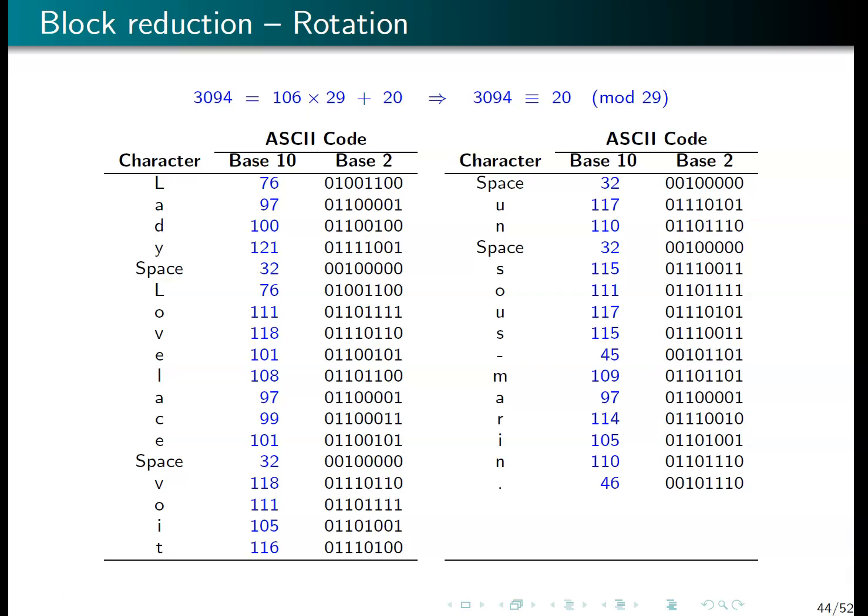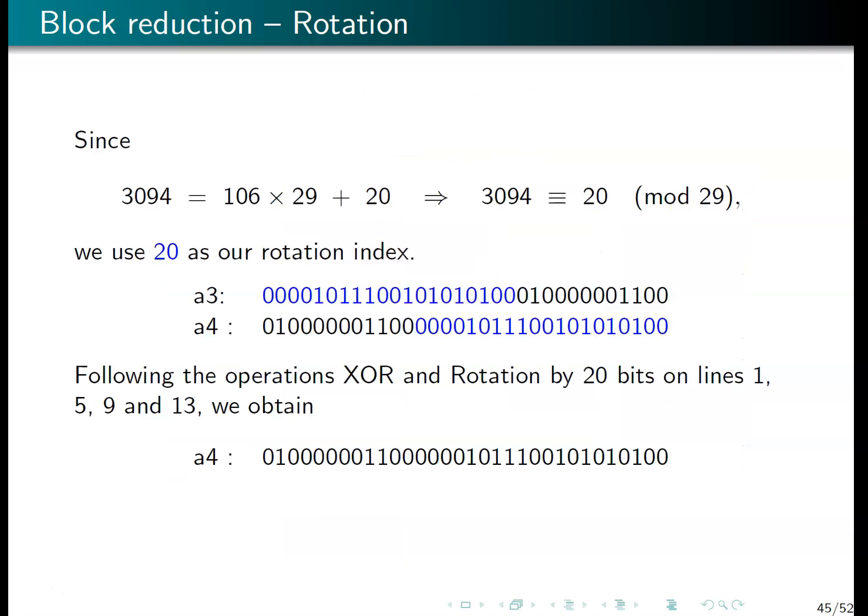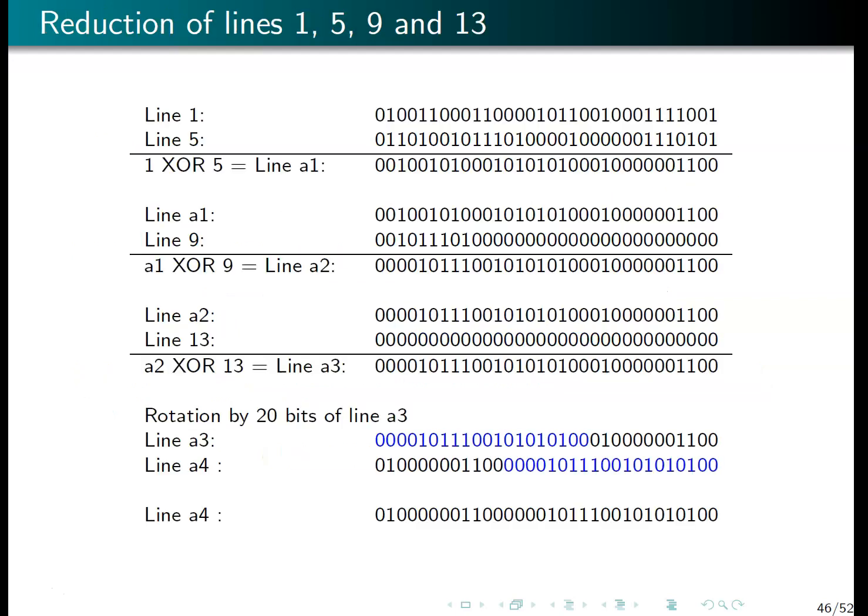If you enter a different text, the sum of all ASCII codes will be different from 3,094. So the rotation index may be completely different. It could be the same as well, but it has 1 in 29 chances of being the same. So we rotate line A3 by 20 characters, and that gives us line A4. So that's our first final line. So using lines 1, 5, 9, 13, performing the operations XOR and rotation by 20 bits, gives us line A1, which is as follows.